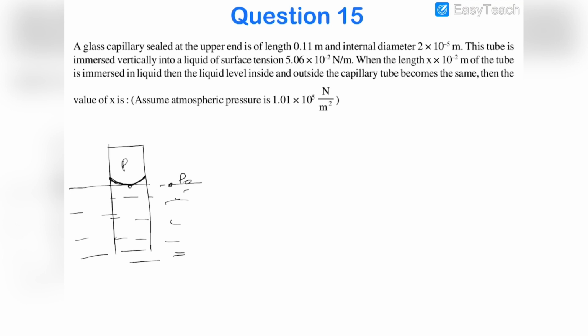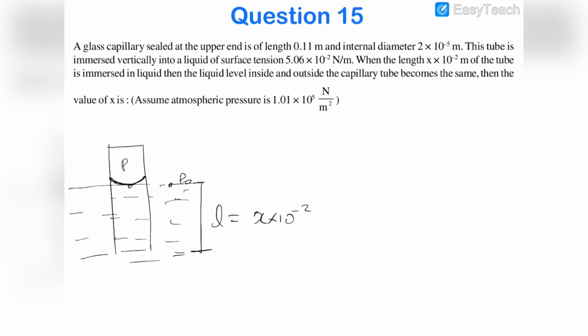In this question, you can see that there is a glass capillary tube which is sealed from the upper end. The total length of this tube is 11 centimeters and the internal diameter is this one. This tube is being immersed vertically into a liquid whose surface tension is 5.06 into 10 raised to power minus 2. And when the length of the tube which is immersed in the liquid is x into 10 raised to power minus 2, then at this moment the level of liquid outside and inside the tube is same.